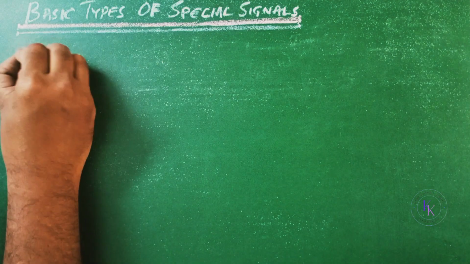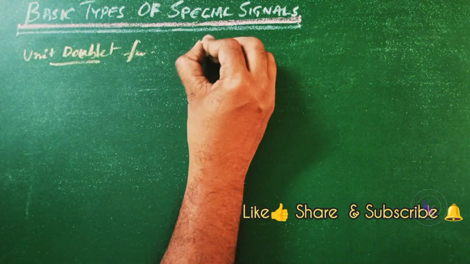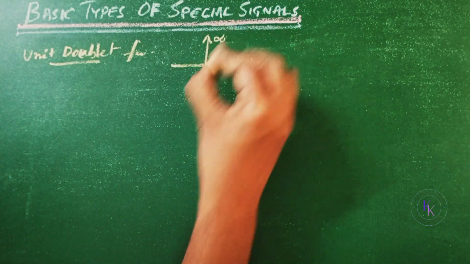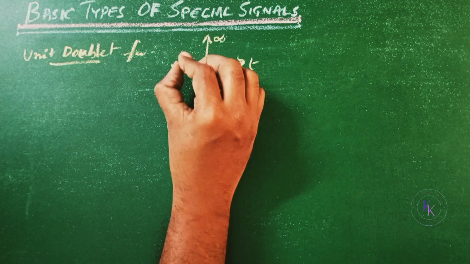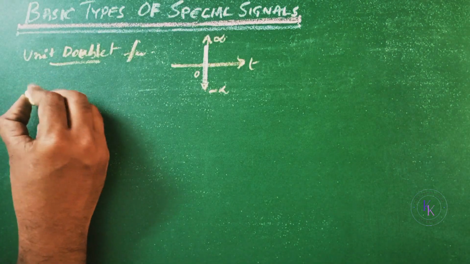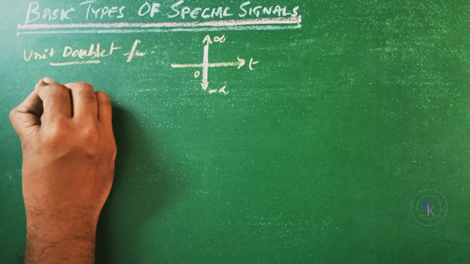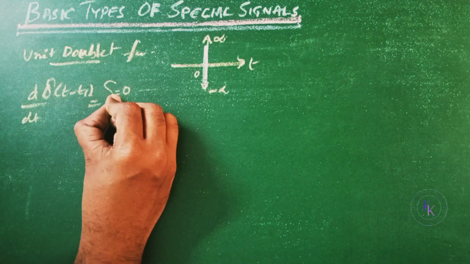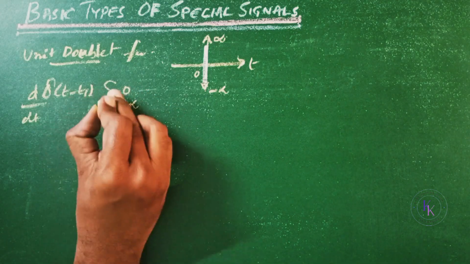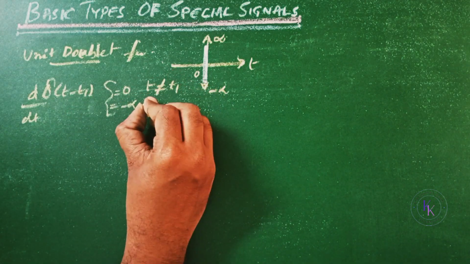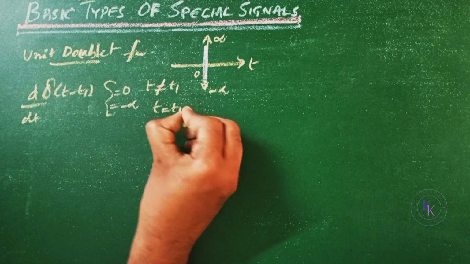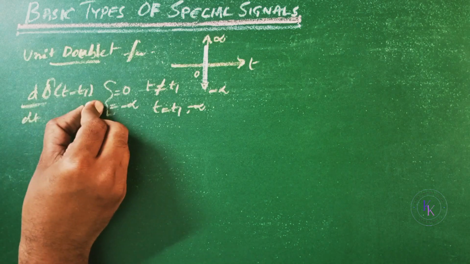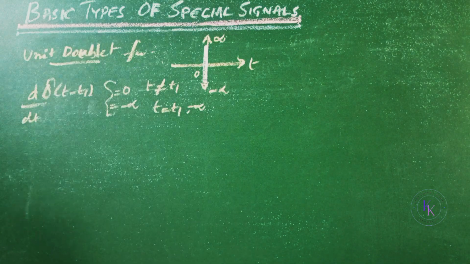Next function, the unit doublet function. And the graph which represents the unit doublet function goes to infinity and minus infinity at t equals 0. Differentiating the unit impulse function, that is d by dt of delta(t minus t1), equals 0 for t not equal to t1, and infinity and minus infinity at t equals t1. The function d by dt of delta(t minus t1) is called the unit doublet function.